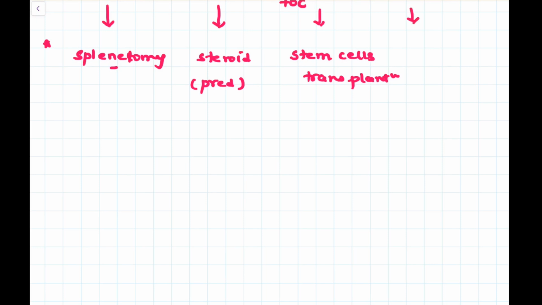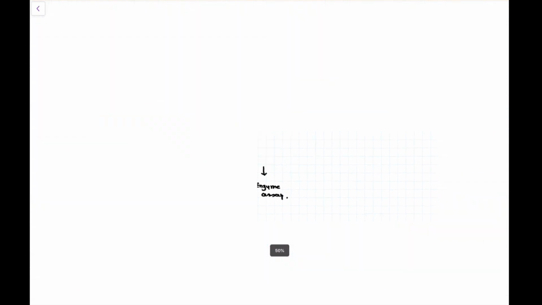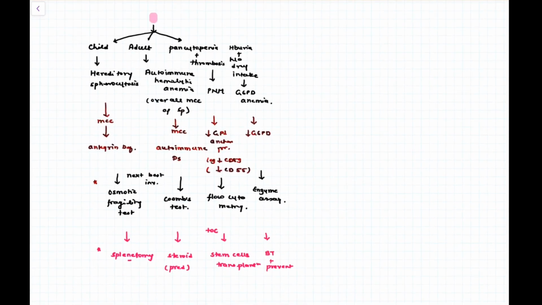And in G6PD deficiency anemia, what can we do? We don't have G6PD capsules, so we cannot give G6PD directly to the patient. Maximally, we can help them by giving blood transfusion. The most important thing is you have to prevent G6PD anemia symptoms by avoiding the culprit drug. So prevention is the main thing. Okay, so friends, this is the complete approach of spherocyte in a smear.